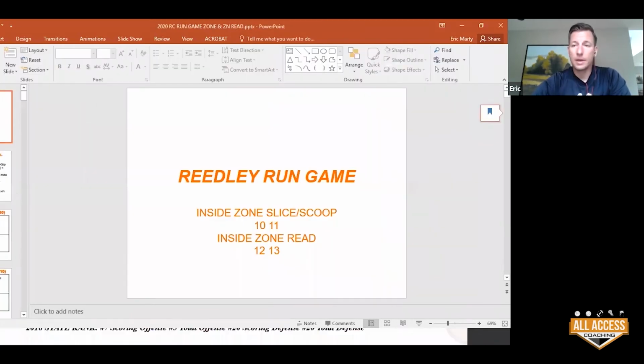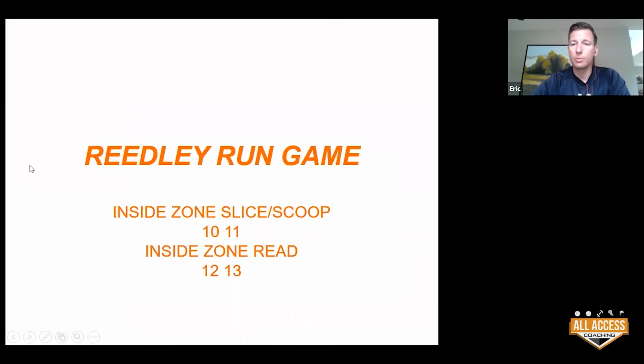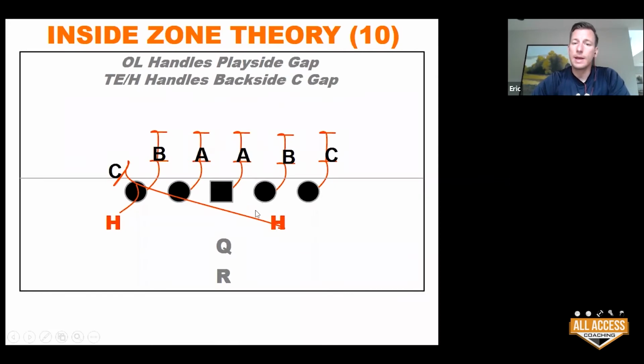Because we're lining up our tight end in a bunch of different places, we want to make sure that our system and terminology allows him to function from those. So I'm going to talk about our 10-11, our inside zone slice or scoop. Right now, obviously inside zone, everybody's handling the gap. And then we really have two terms for our tight end, H-back, Y.